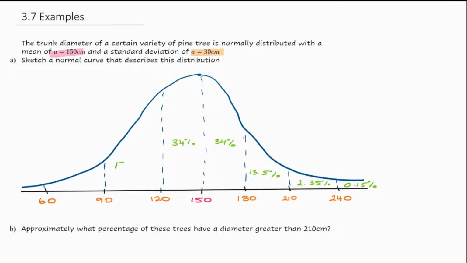So 13.5%, 2.35%, and I can't quite fit it in, so I'm just going to do a little arrow, 0.15% here. So definitely having all of the numbers written down and everything in your normal distribution curve is going to help you a lot when it comes to answering the questions that are down below.